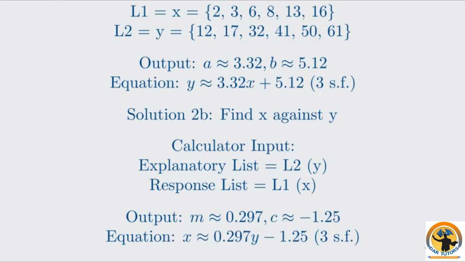The output gives us m and c, so the equation is x is approximately 0.2979y minus 1.2. Notice that this is clearly different from the first line.